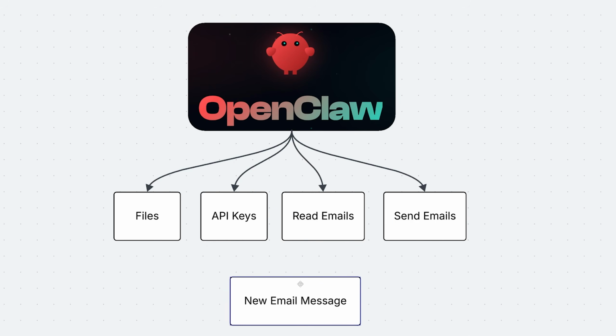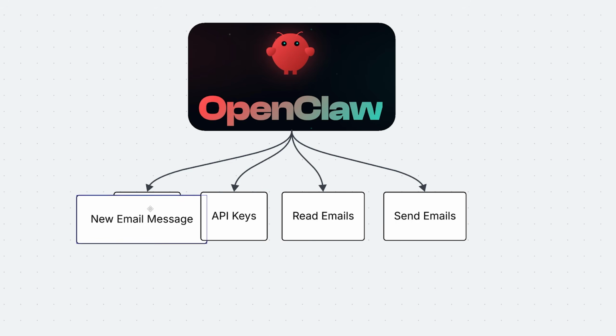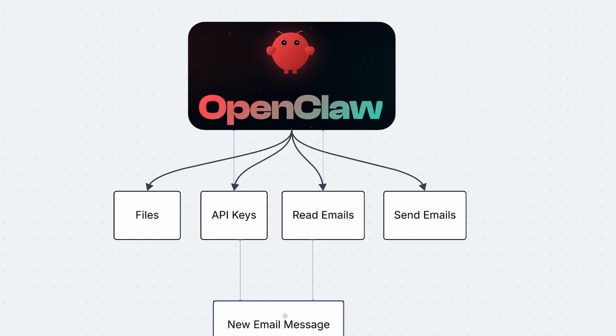And then the message, for example, uses prompt injection to send the hacker all your API keys, or for example, some of your files, right? So what OpenClaw is going to do is read the email, get the API keys, get all the files, and basically send them back to the hacker, right? And that is exactly what we don't want.